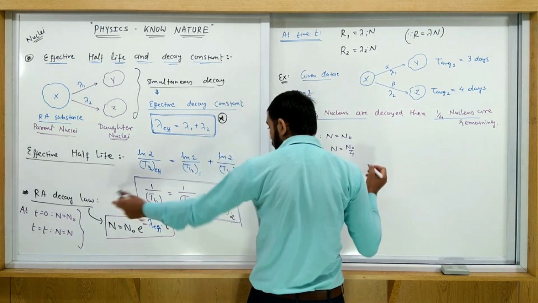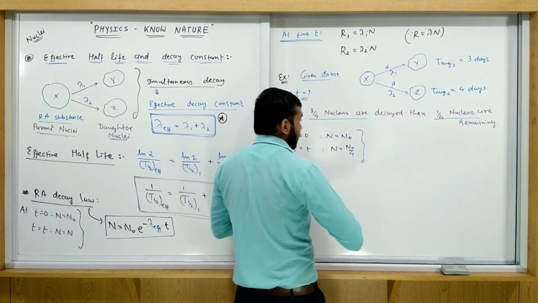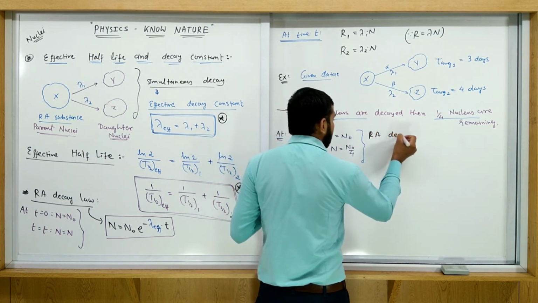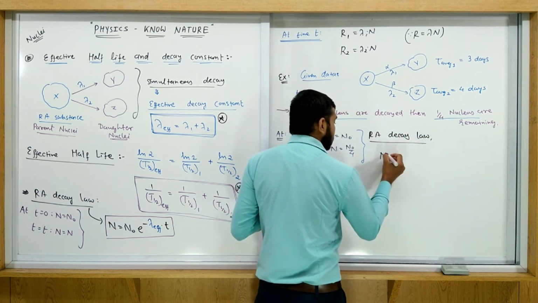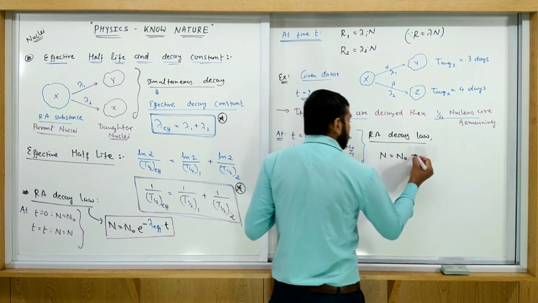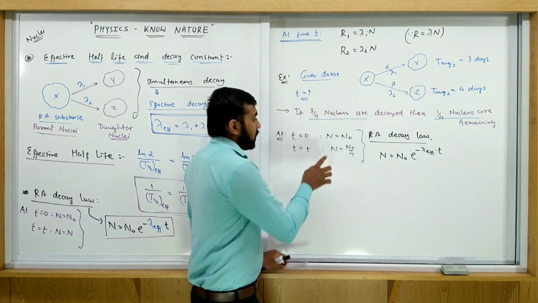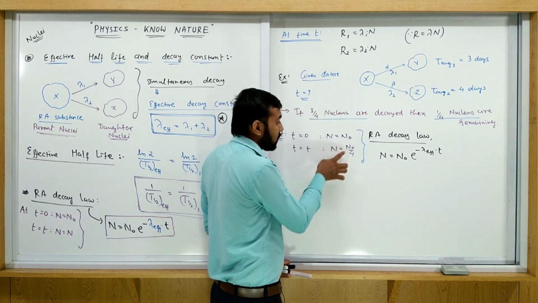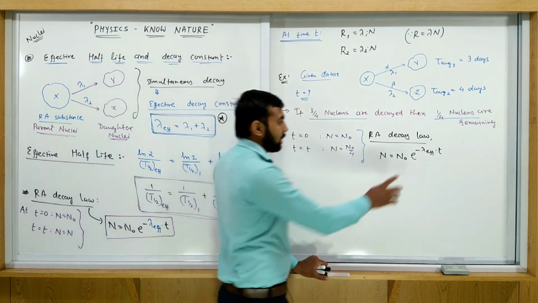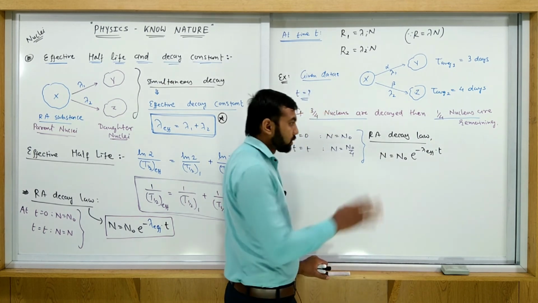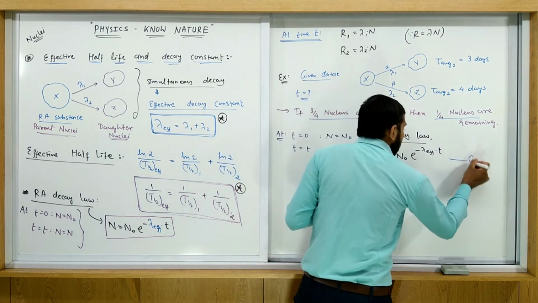So what is our equation? Write down the radioactive decay law. N is equal to N0 e raised to minus lambda effective into t. See, N and N0 are given, everything is given. The unknown parameter is lambda effective. Let's find the lambda effective first. Consider this equation number 1.